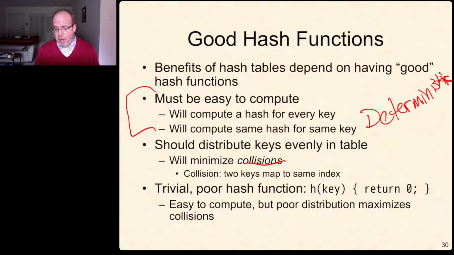Okay. So let's take a trivial function, which is just, given a key, return 0. Well, it satisfies the musts. It's easy to compute. I just return 0. That's not too hard. It computes a hash for every key. There's always an answer. It's 0. And it computes the same value. If you give me the same key 2 different times, I'm going to give you the same answer. It's 0. No problem. But it's really, really bad distribution, and it maximizes collisions. So that's a terrible idea.